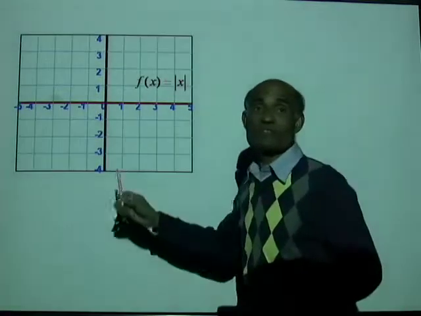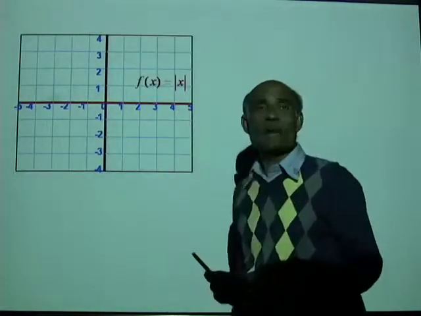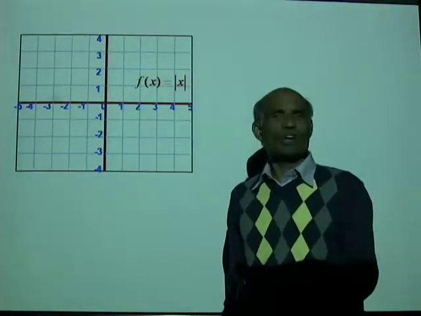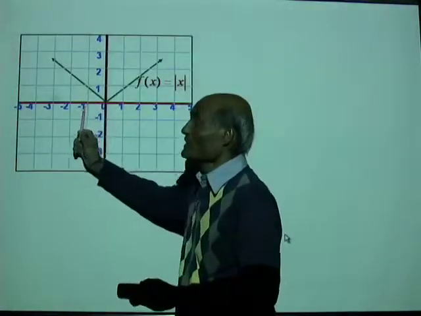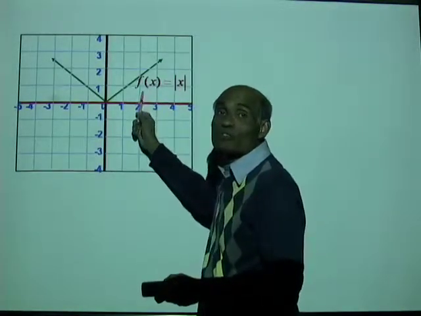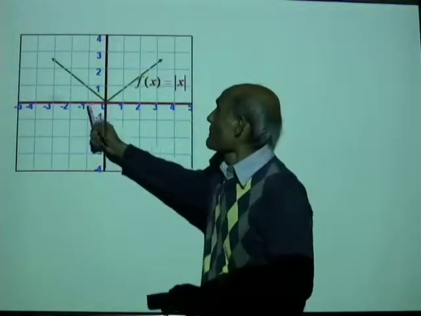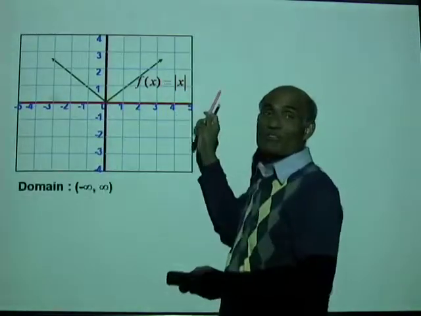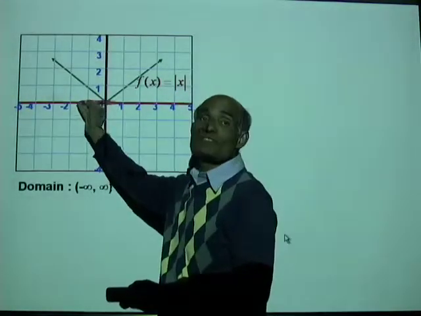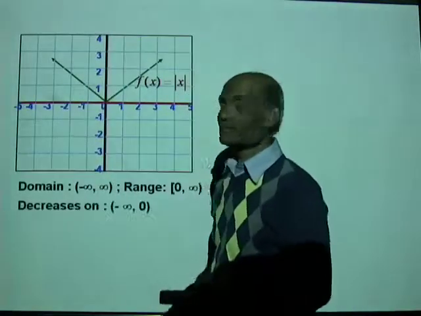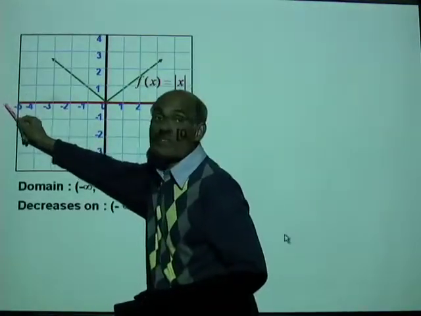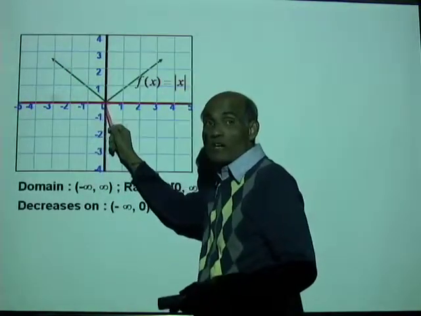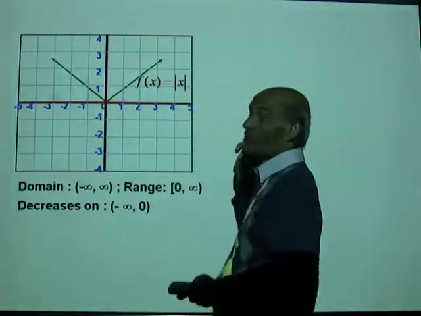A third basic function is f of x equal to absolute value of x. How does the graph of absolute value of x look like? Well, you can see for all input values, the output is positive. What is the domain of this? Negative infinity to positive infinity. And the range is 0 to infinity. The function decreases on negative infinity to 0. There you are. And increases on 0 to infinity.